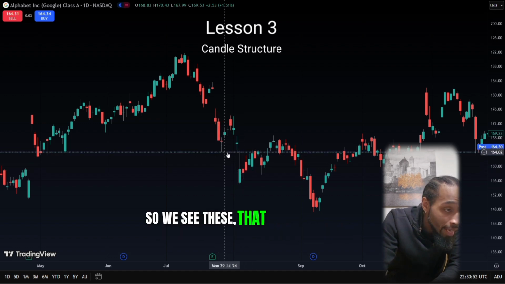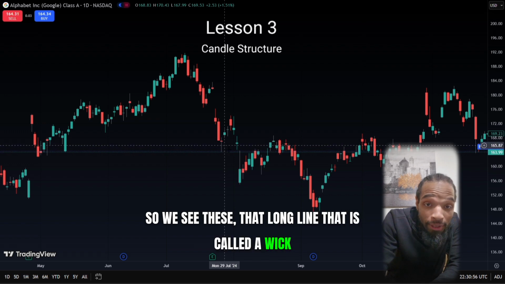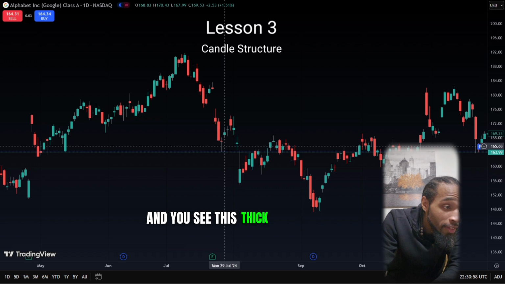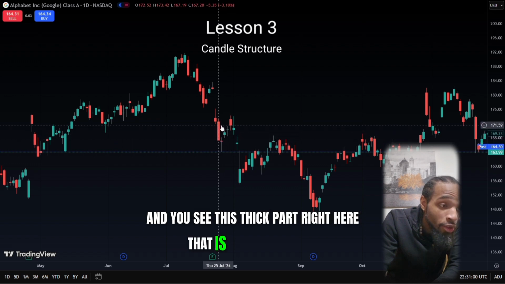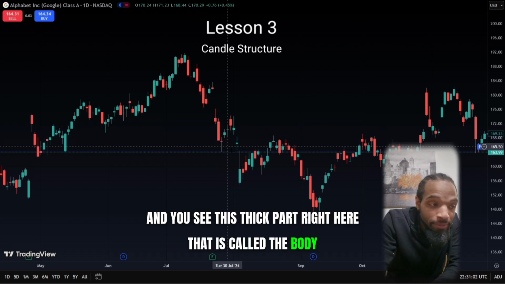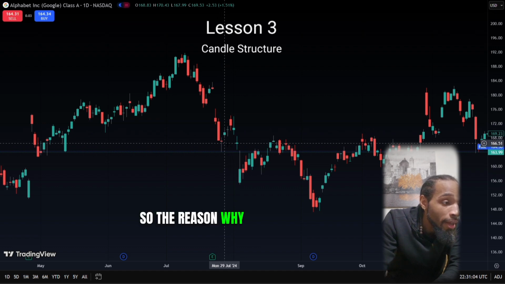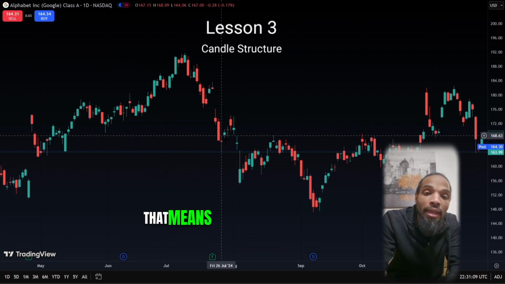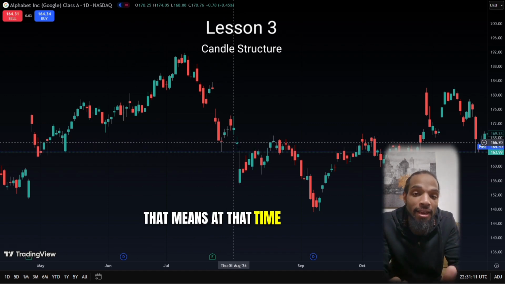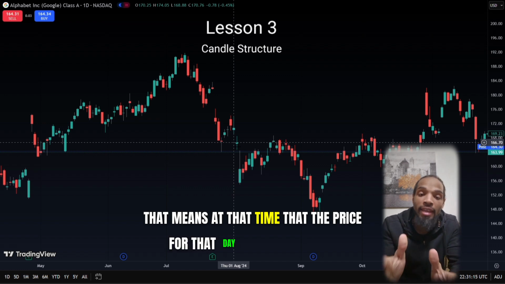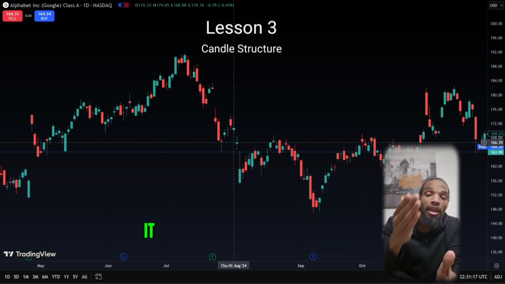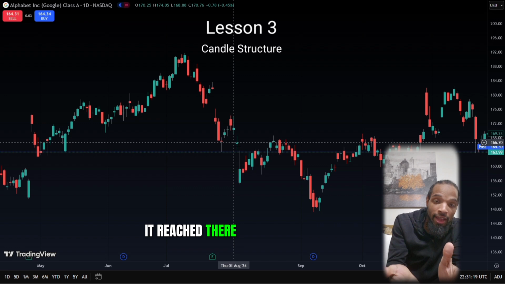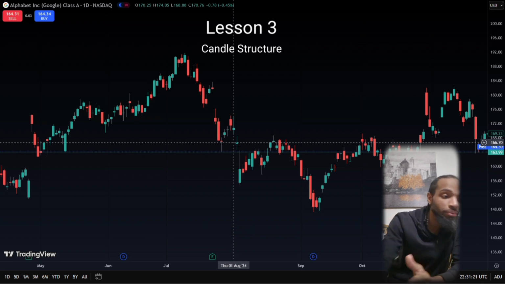So we see that long line, that is called a wick. And you see this thick part right here, that is called the body. The reason why you can see wicks on both ends means that at that time, the price for that day or for that hour reached there and then it retracted.